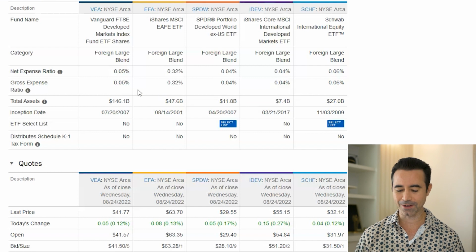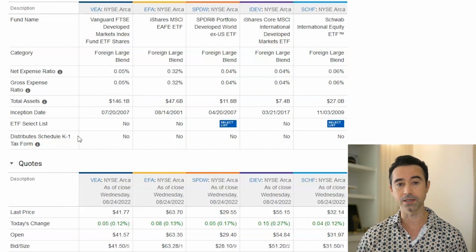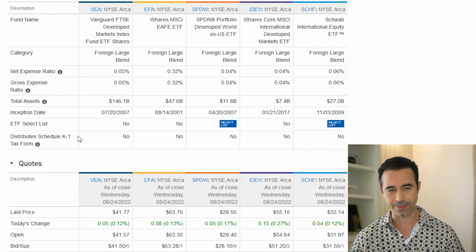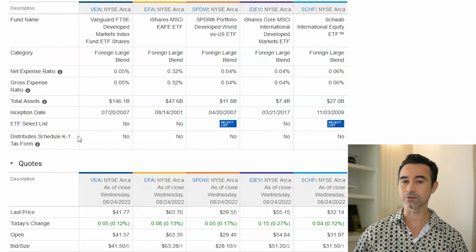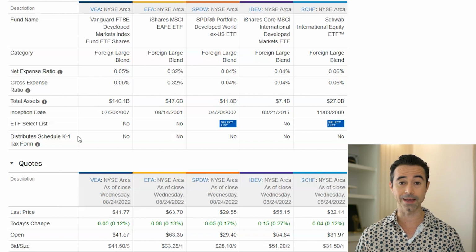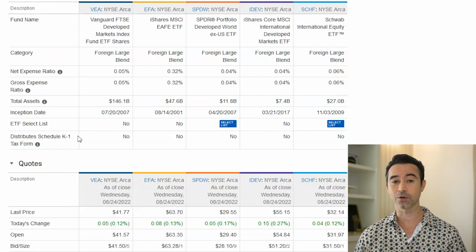What do we always do? We say, okay, why is EFA so much more expensive comparatively to these other ones? Of course, it's not that expensive, 0.32%, not that bad. But it is comparatively, right? So let's figure out what's going on there. Why is that? Is it a better ETF or are they just overcharging you?